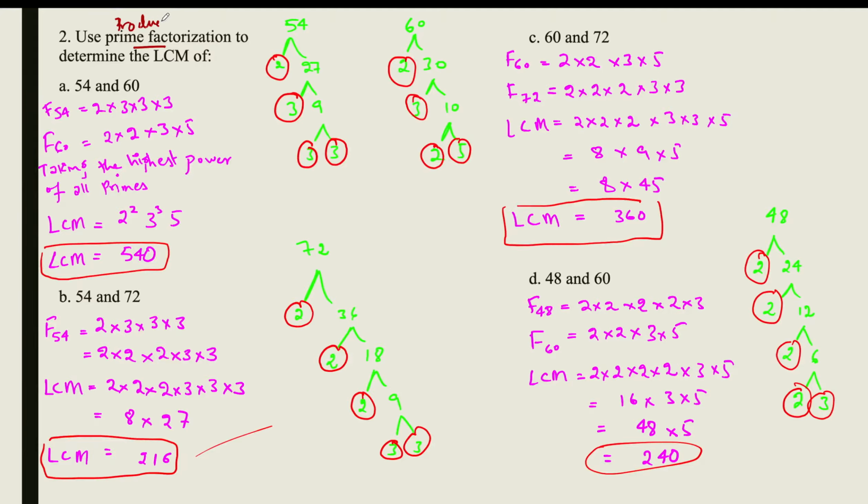So, product of prime factors, just as we did in the first question. Now the two numbers that are given to us are 54 and 60. If we have to find the LCM of these two numbers, what do we do? First, we express each number as a product of prime factors.